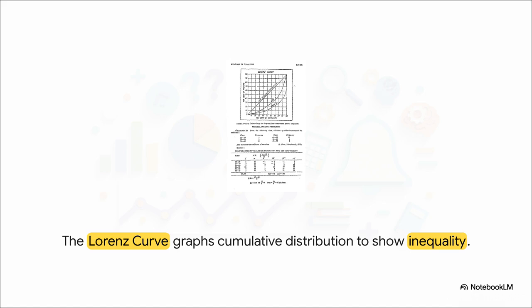Now that perfectly straight diagonal line right down the middle, that represents pure, perfect equality. So the further a curve bows away from that straight line, the greater the inequality. Looking at this, curve B is bowing way further out from the diagonal than curve A. That tells us instantly that Area B has a much greater inequality in how profits are distributed among its companies. Make sure you know how to read that for the exam.